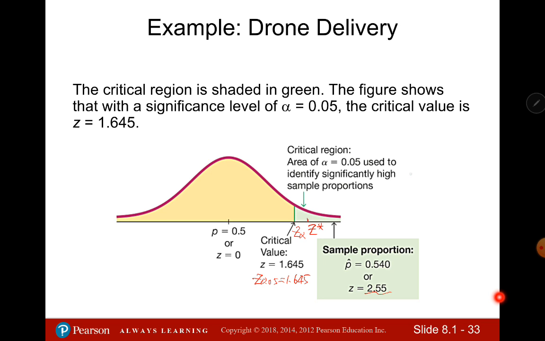So I will give you another criterion to help you understand. If this z is called the critical value and this z with a star is called the test statistic, if the test statistic has the greater absolute value, then we will reject.